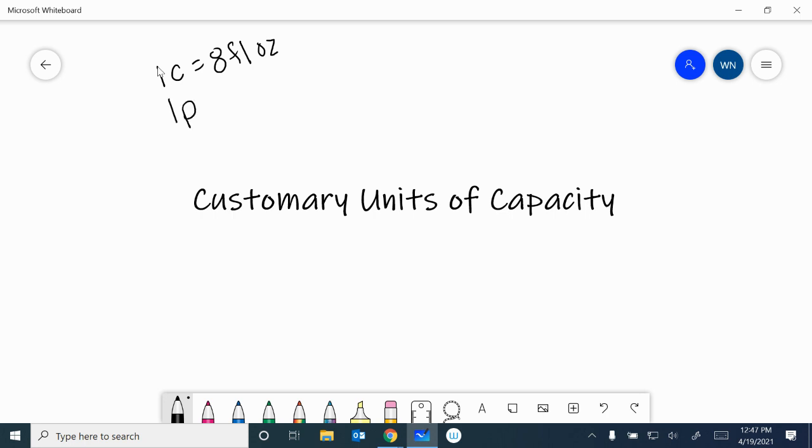We also know that 1 pint equals 2 cups. 1 quart equals 2 pints. And 1 gallon equals 4 quarts. We're doing a lot of simple math here in these notes, so make sure you are paying attention and pausing the video whenever you need to.